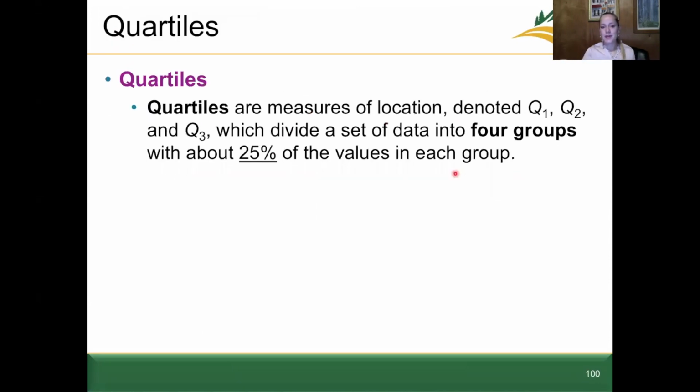Okay, now I mentioned we're going to go through percentiles and quartiles. Quartiles are very similar to percentiles, but quartiles, they're also a measure of location, but they're denoted as Q1, Q2, and Q3, not as P1, P2, P3, P4 through P99, as we did for percentiles. So for quartiles, again, we use Q1, Q2, and Q3, and we divide the set of data into 4 groups by doing so, with about 25% of the values in each group.